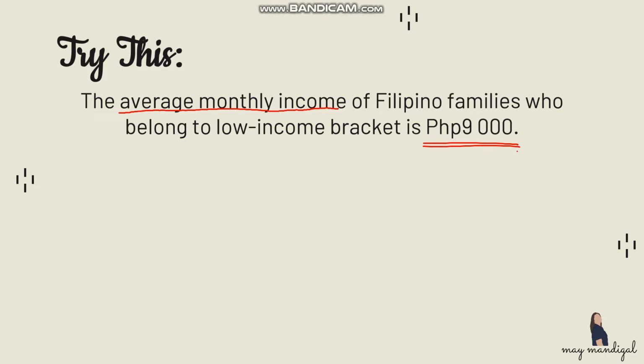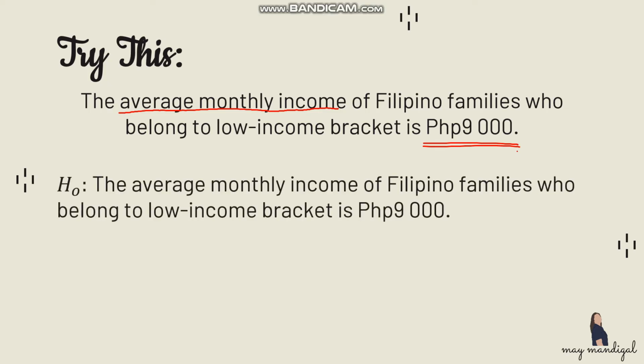So for our null hypothesis, it should be: the average monthly income of Filipino families who belong to low income bracket is 9,000 pesos. Here, again, we state for our null hypothesis that there is no difference, or the hypothesized value is just equal to our population parameter. So that's why we write it like this. In symbols, the mean monthly income of your population should be equal to 9,000. You can write it in symbols like this, and that will be our null hypothesis.